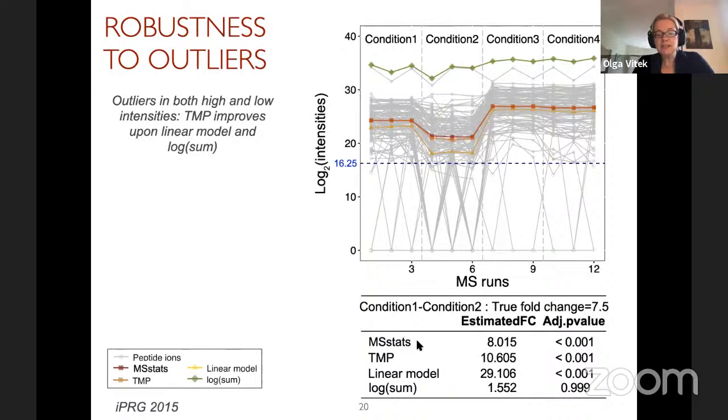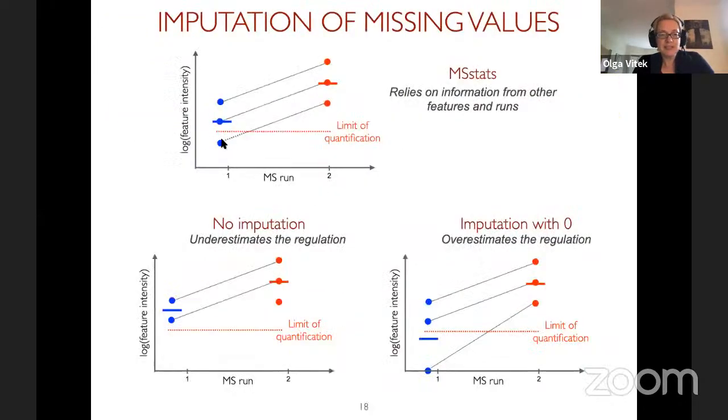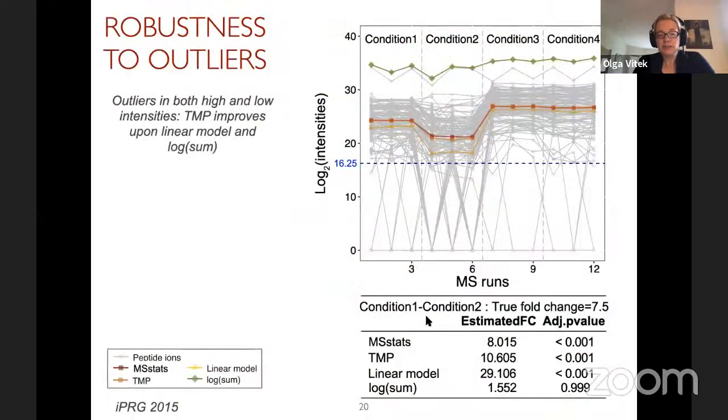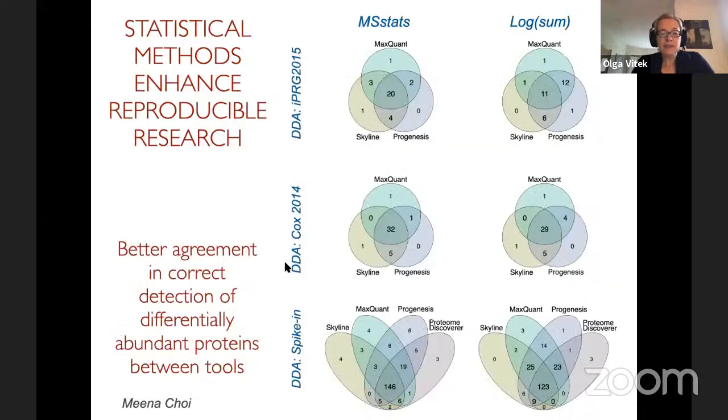And then MSSTATS does robust summarization and imputation. So this is the cutoff below which we don't trust the values. We remove these values, we replace them with this prediction, as I described before. And so it is the closest to the true fold change. And so the reason why we think it matters is because we think that it does give us more accurate estimation of fold changes, but also it makes our conclusions less dependent on the data processing tool.